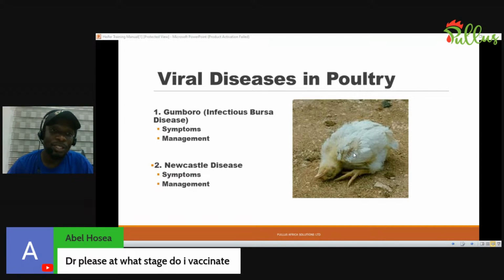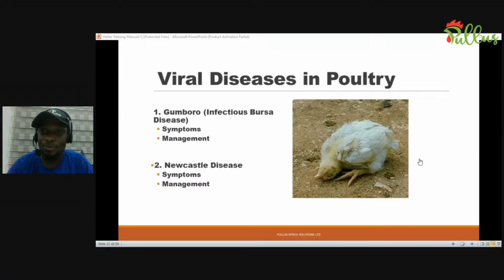Sorry, after 14 days, you give them first dose of Lasota. After 21 days, you give them second dose of Gumboro. And then after 28 days, which is at 4 weeks, you give them second dose of Lasota. Those are the stages you're supposed to vaccinate your birds appropriately.